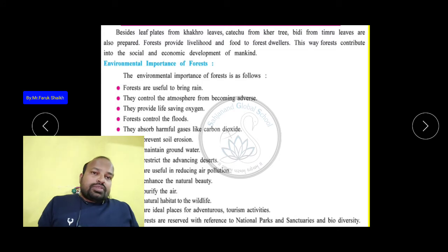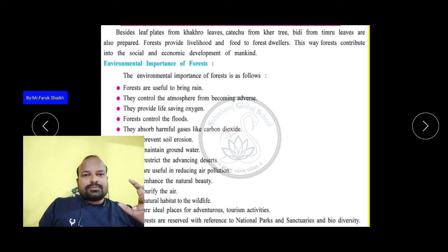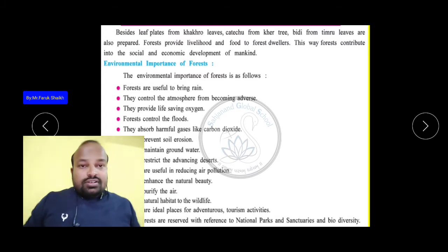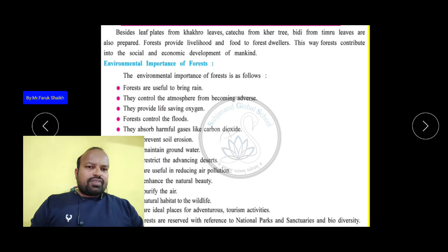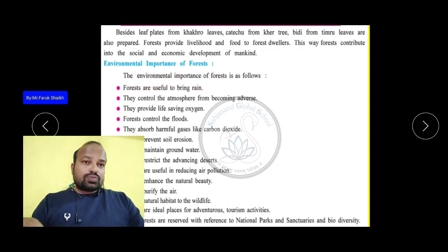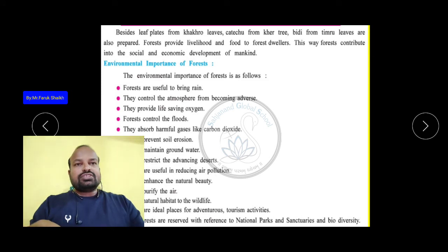Now let us see what is the importance of the forest in environment. So the environmental importance of forest, meaning forest is important for the environment, and how it is important, let us see. So the environmental importance of forest is as follows. The forest is also very useful for the environment. How? Mostly forests also bring the rains, which is most important. Forests also make the air pure. Let us see. Forests are useful to bring rain.